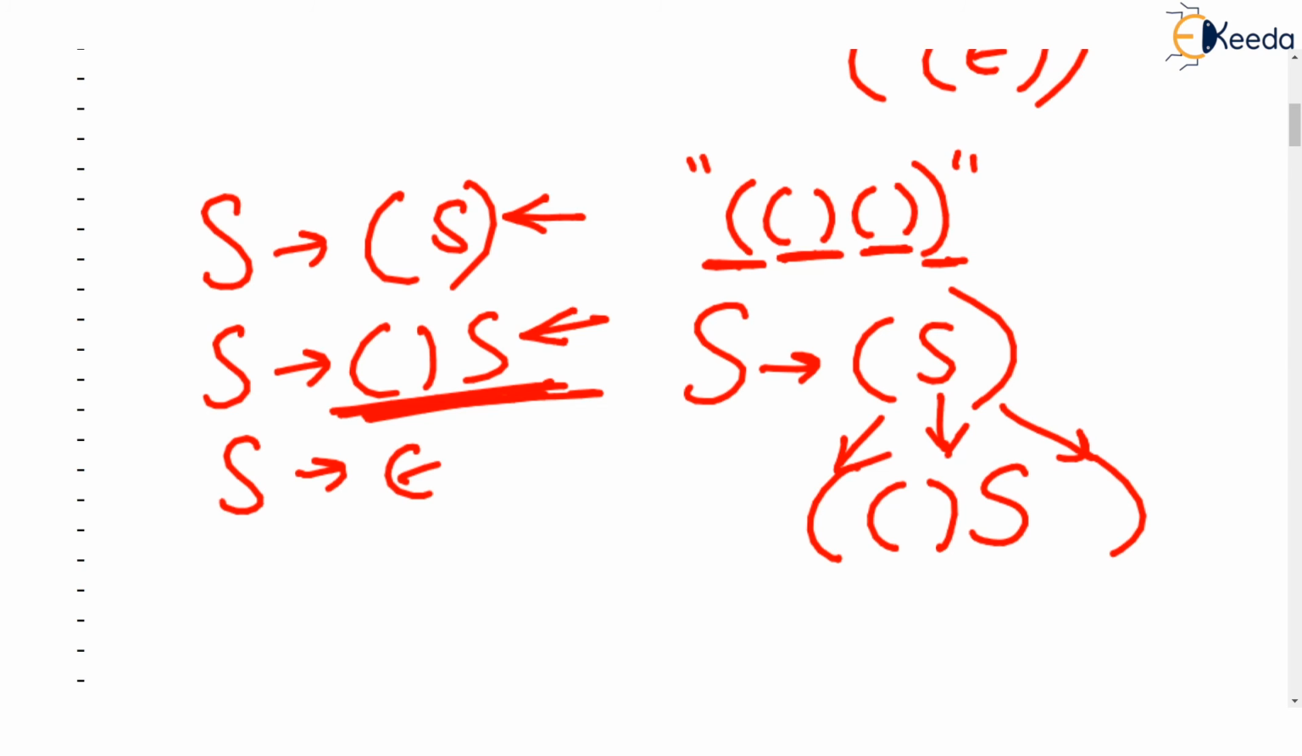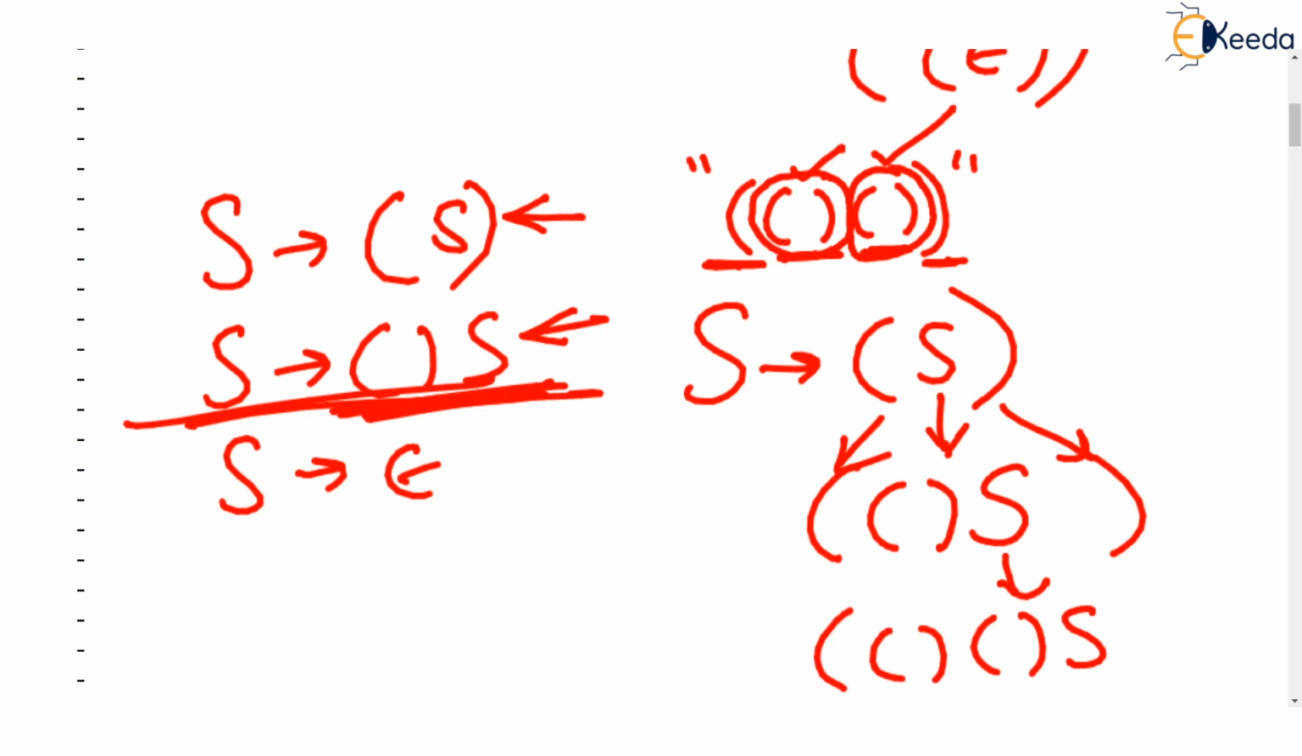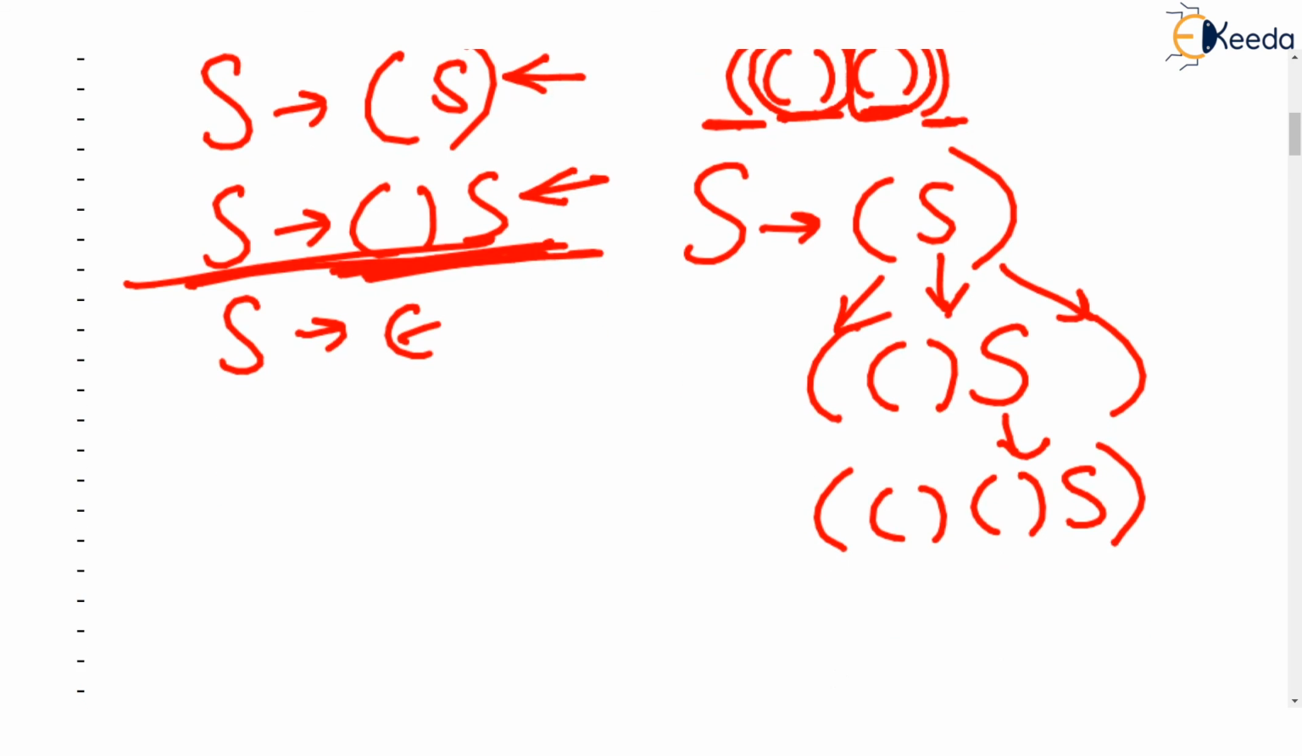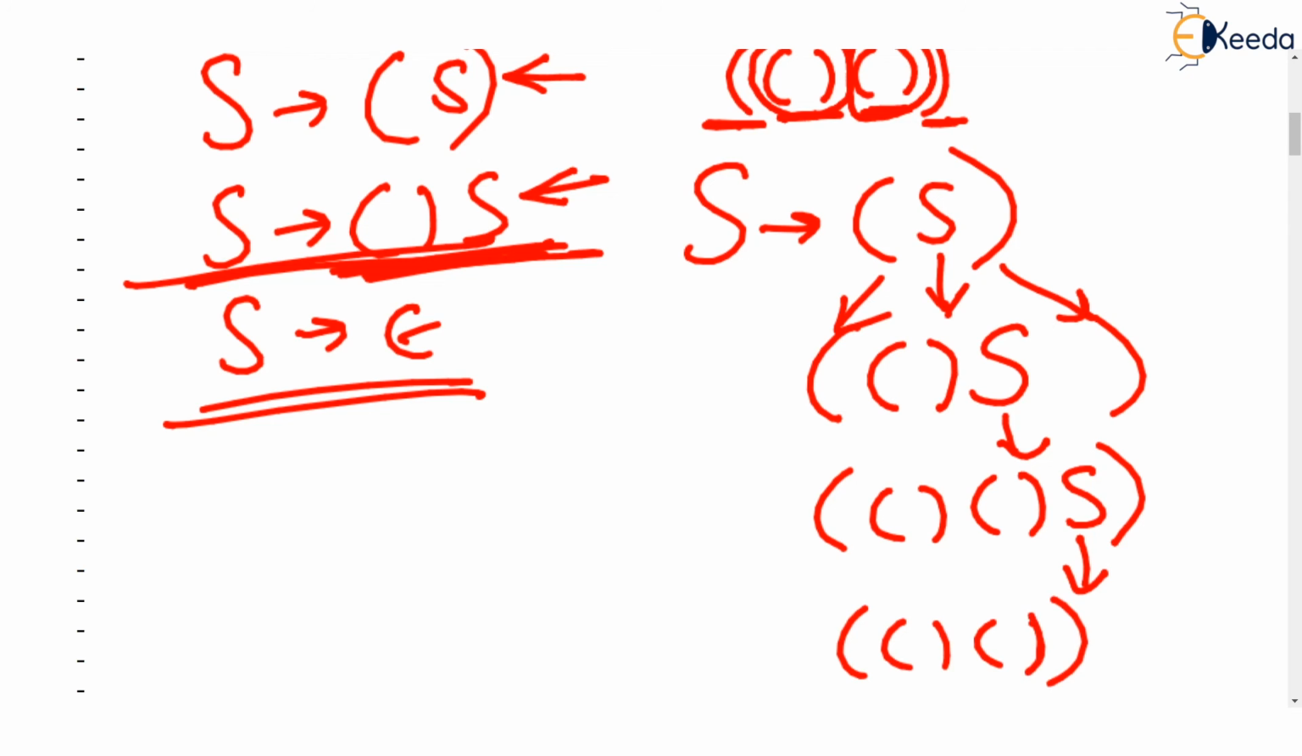We have got this particular open bracket and close bracket. But now we want the second pair of open and close brackets, isn't it? So we can use the same production again. This S can be replaced with open bracket, close bracket, S, and all other things remain as they are. Finally, we have got our balanced parentheses expression, and this S can finally be replaced with epsilon. So S is replaced with nothing, and we have our final string.